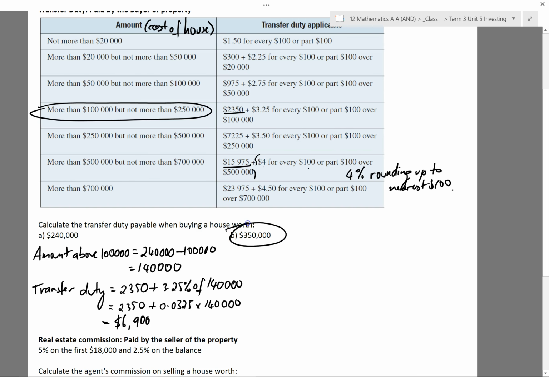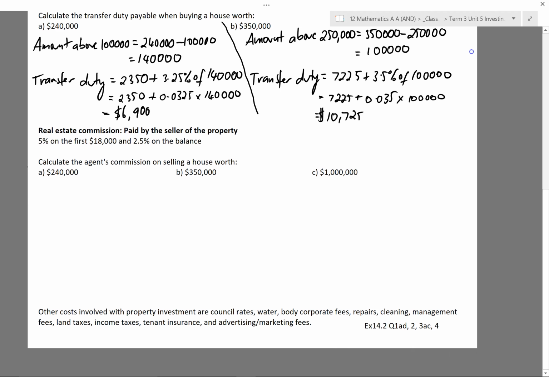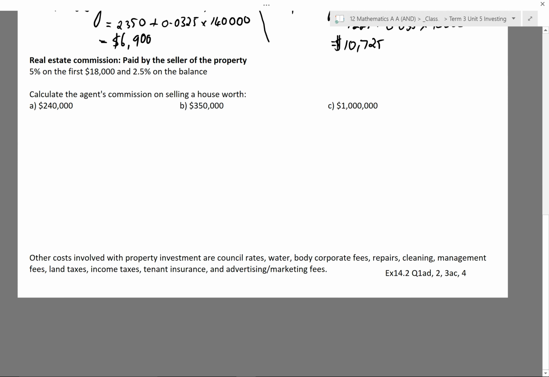So now you have a go at part B. So for part B, we're in this section where it's above 250,000 but below 500,000. So find the amount above 250,000, and then we can use the formula in that right column to calculate the transfer duty. So it sounds pretty good. If you're buying the house, you have to pay transfer duty, but if you're selling the house, you do have to pay real estate commission.